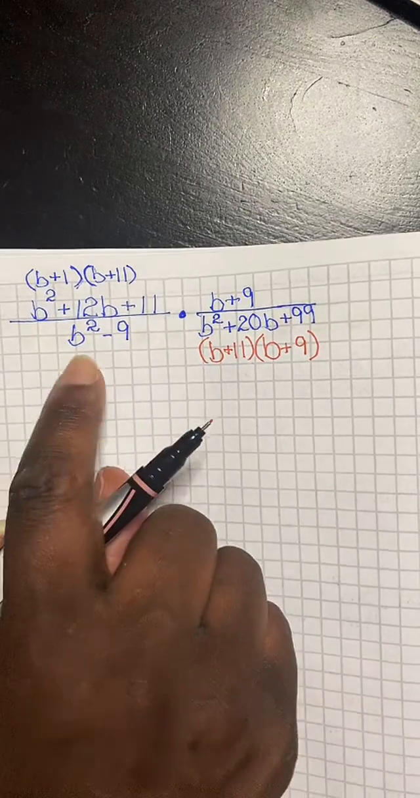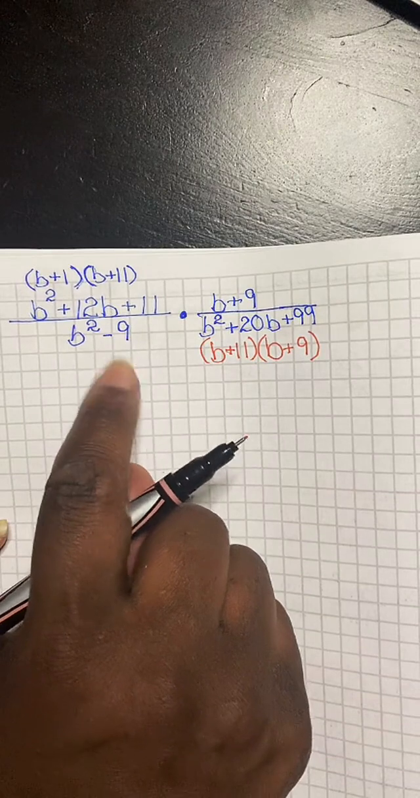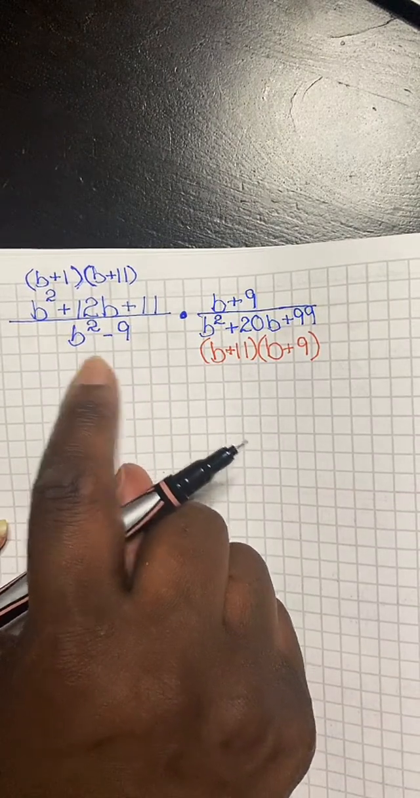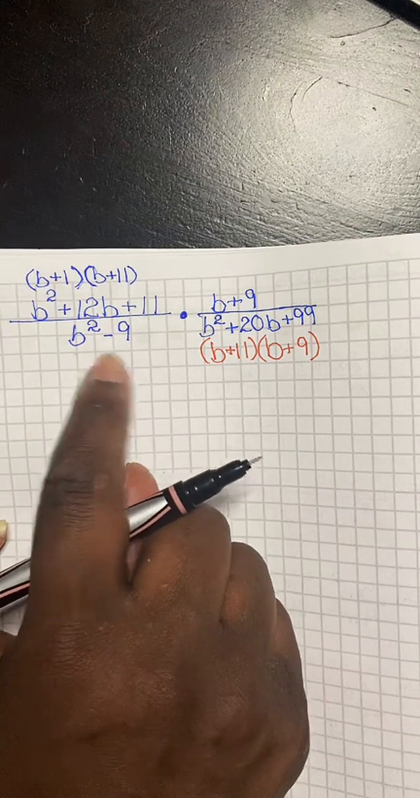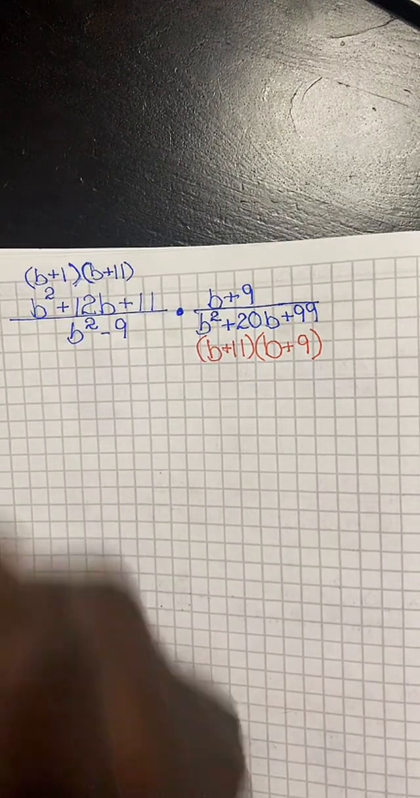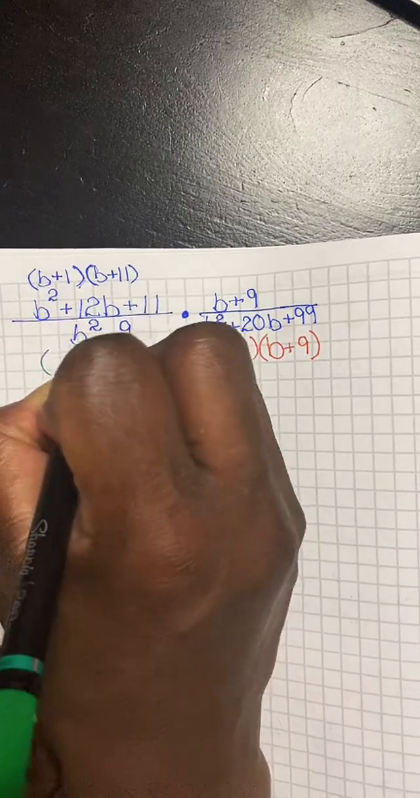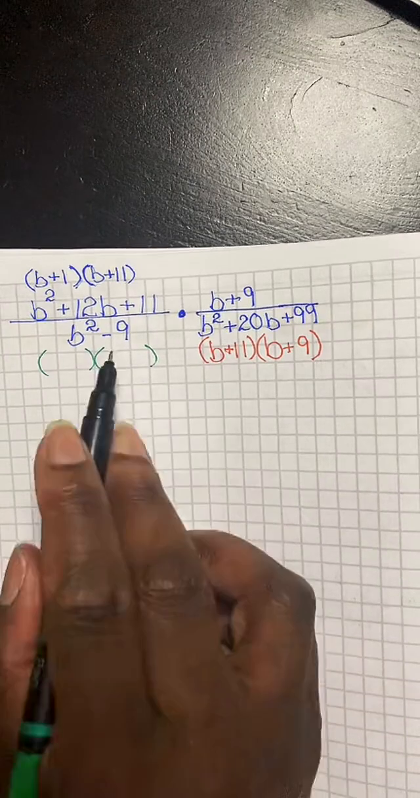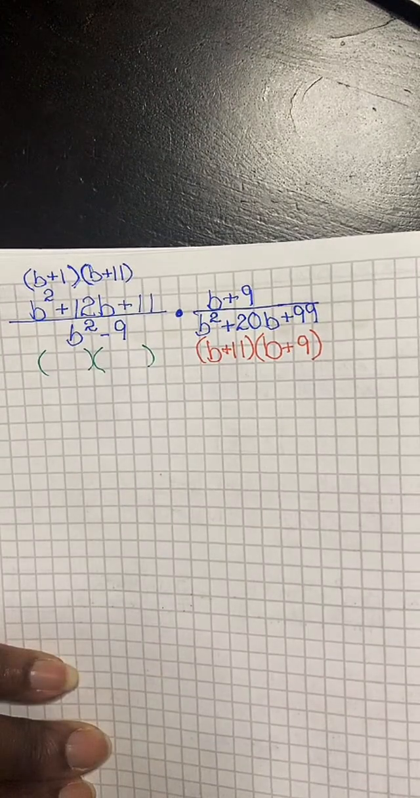Oh, this b squared minus 9. Okay. What would that be broken down? Because that is the difference of squares.